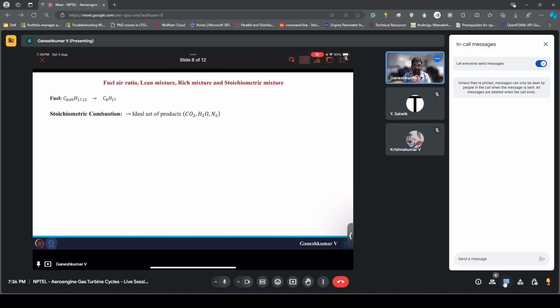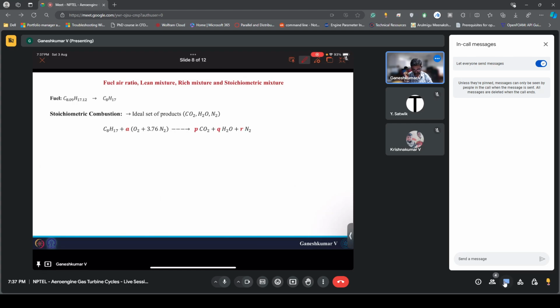So we want the hydrocarbon to convert from C8H17 to CO2 and H2O. And since air has nitrogen, we don't want nitrogen to react. We want that to be separate. So it's like an ideal set of products that we like to have. And if we want to have this set of products, what would be the amount of air I should supply? Because air is going to provide you the oxygen. So if I want to oxidize this 8 moles of carbon and 17 moles of hydrogen, how much air should I provide? That is what the question is asking.